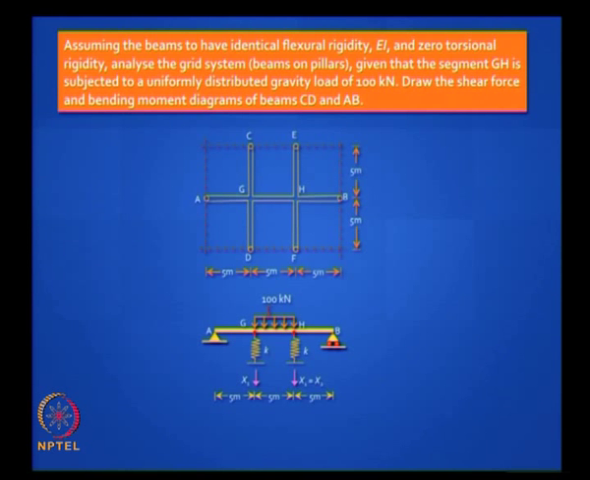Fine. And this is the loading. The GH is on AB, so I have to take out AB separately. Do you agree? This is perfect. Now, I need a value of K. What is the value of K?